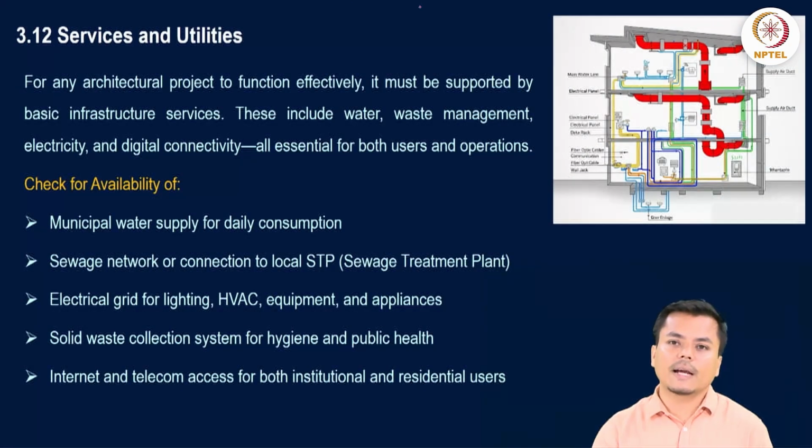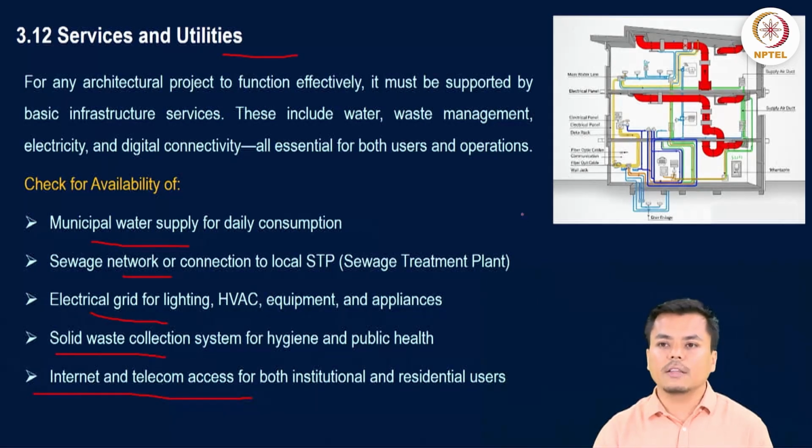Then the other data to be collected is services and utilities. For any architectural project to function effectively, you must provide basic infrastructure services. So how, and from which direction of the site, will you get these services? You have to gather this information. Where is the municipal water supply available, or from which corner of the site can you allow the water supply to enter the site? Sewage network, electricity grid, solid waste collection, internet and telecom access. All this information has to be collected for your project site.